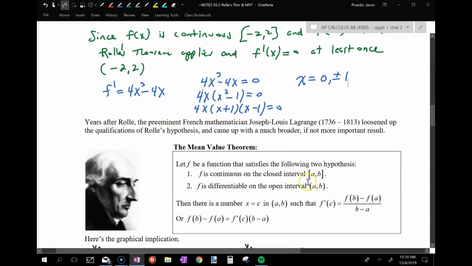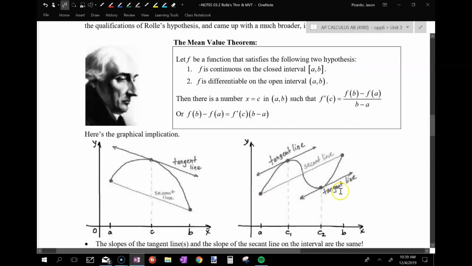And this French mathematician then loosened up the qualifications, right? So he did a bunch of proof and decided that, okay, well, this is great, but let's go a step further. And he said, what I'm going to do is this. I'm going to take those two endpoints, and I'm now going to not allow them to be in the same y position. So this one's higher than this one, right? And here's what the French mathematician came up with. He said, if I was to find the slope between this point and this point, then there has to be at least one tangent to the curve.